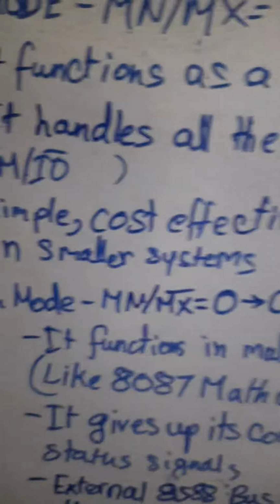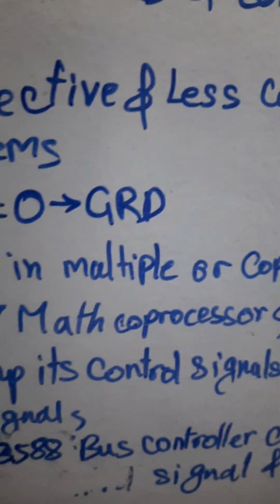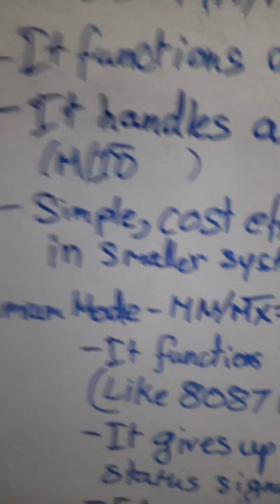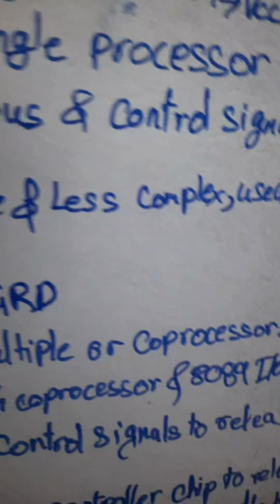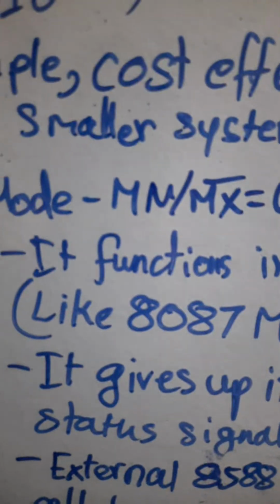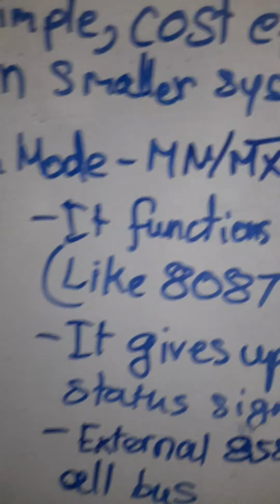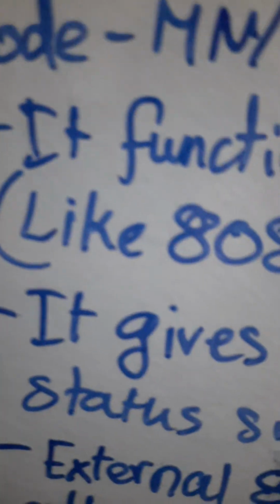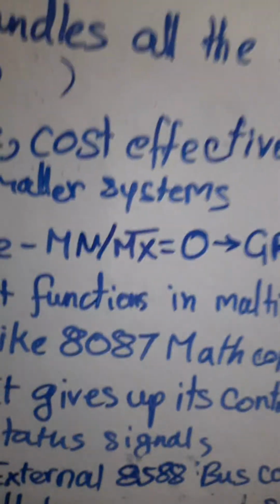So let me check out. It functions as a single processor. The 8086 functions as a single processor. Yes, correct. It handles all the bus and control signals. Yeah, it handles all the signals and also generates them. I missed that word. I'm really sorry for that.